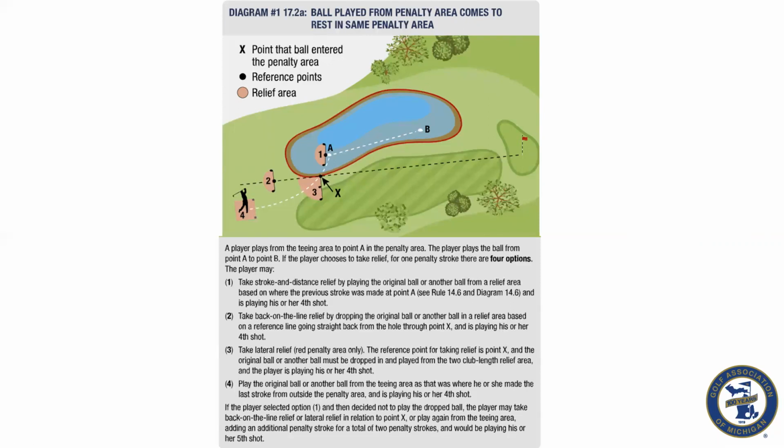Exactly. There's really no change here except for the fact that the dropping procedure is a tad bit different on the line back, and in this case the stroke and distance option is the same, but we know that if we go back stroke and distance and it's not at the tee or on the green, you've got that 1 club length from that point as opposed to the exact spot. Right.